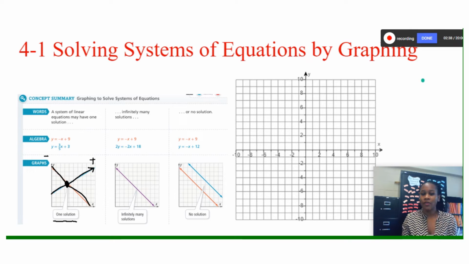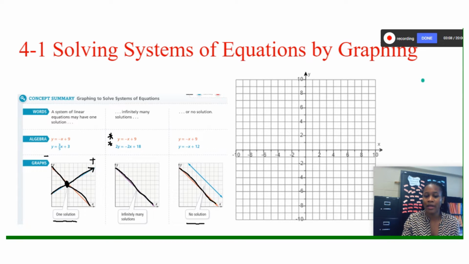When you're going to have infinite solutions, that means you have two different equations that have the same exact everything, the same exact y, the same exact slope, the same exact y-intercept. Since they're the same exact line, they're going to have many solutions that are the same, so that's where you will get infinite solutions.